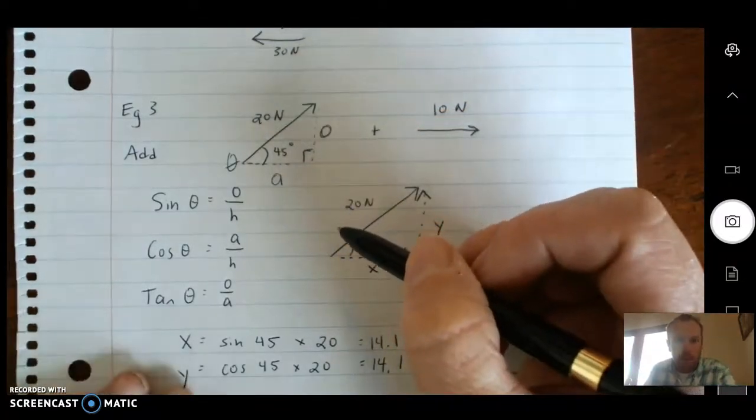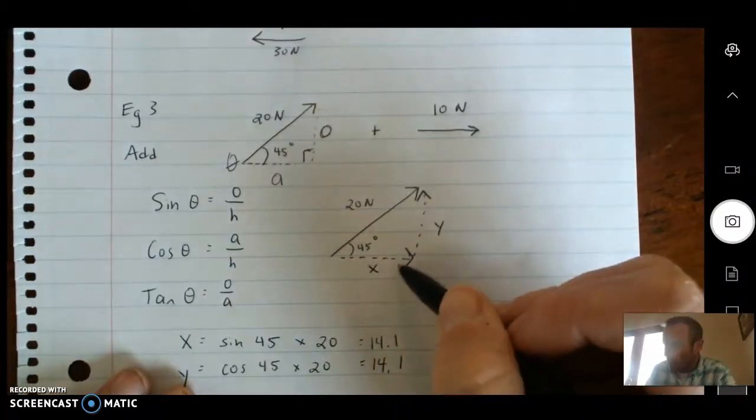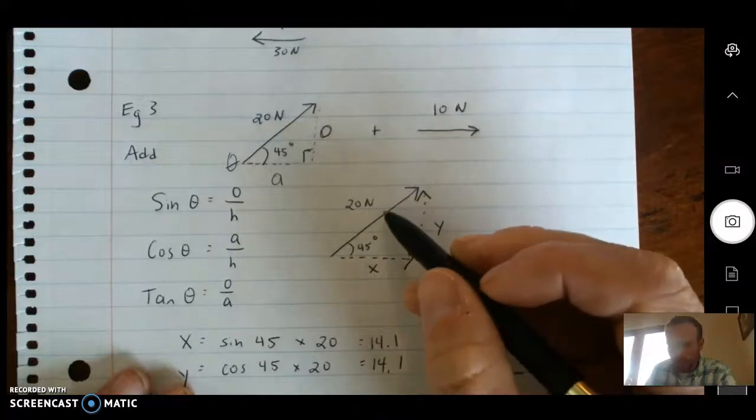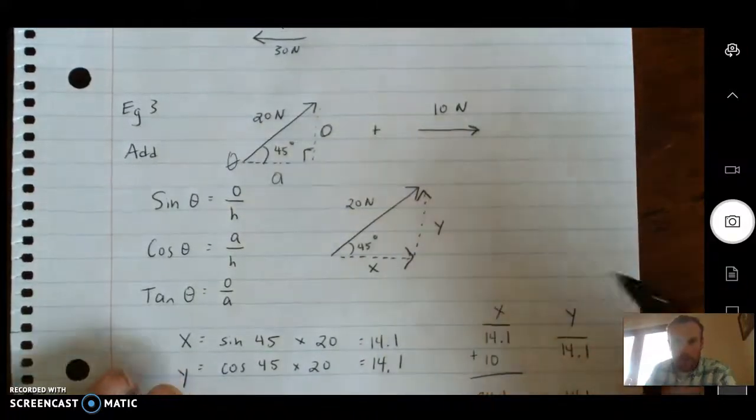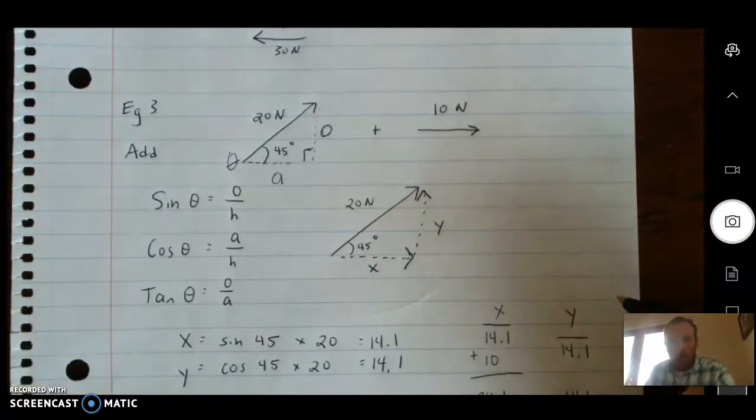So what do we do? We want to find what we call the x component and the y component of this force vector. It turns out any force at an angle can be resolved into components, and then we can add those components, and they're a little bit easier to deal with.